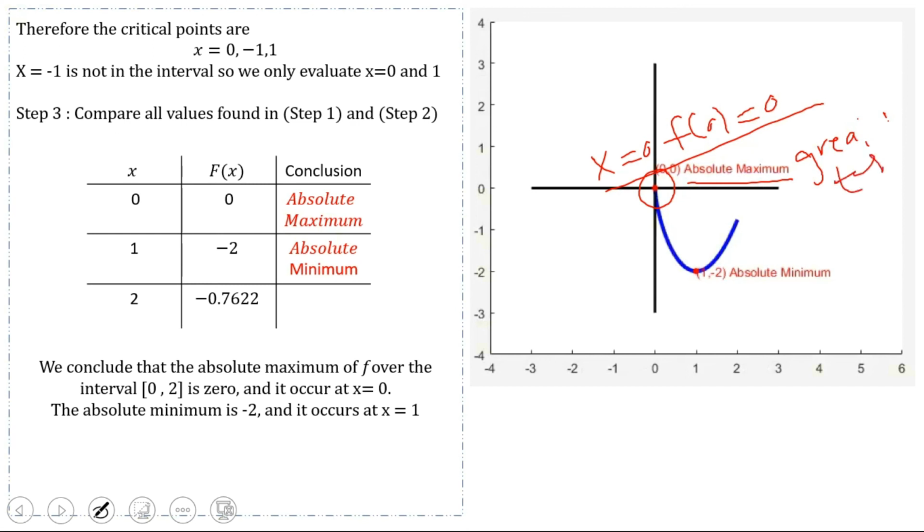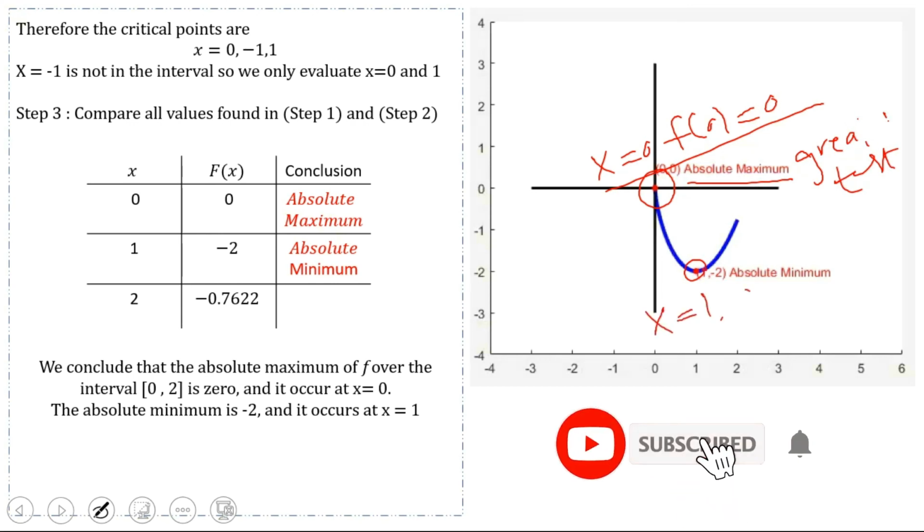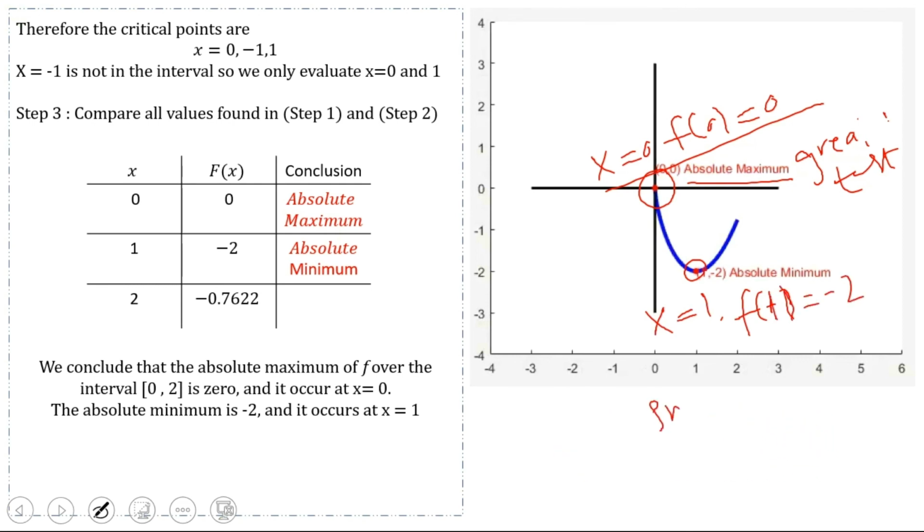And this is our absolute minimum. This is the smallest value at x is equal to 1. The value of the function at 1 is minus 2. This is the smallest value of the function. We can say that this is the global minimum and this is the global maximum.